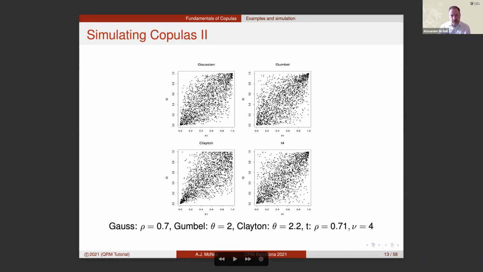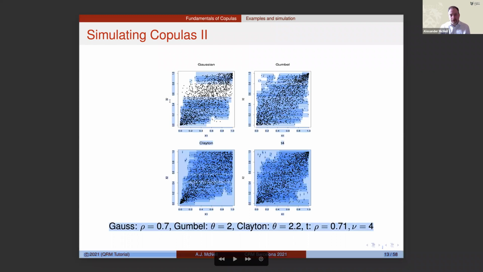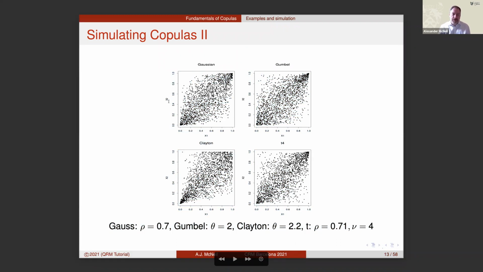So what you see here is 4 point clouds, and they are displayed on the unit square, so 0, 1 to 0, 1. And if I were to make a histogram of the first component of any of these pictures, it would be uniform. It would be absolutely uniform. And if I were to do the same thing for the second component, x2, it would also be uniform. So these are points from 4 distributions which have uniform margins.